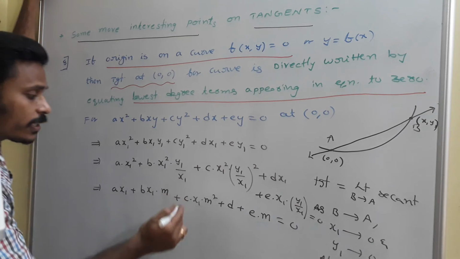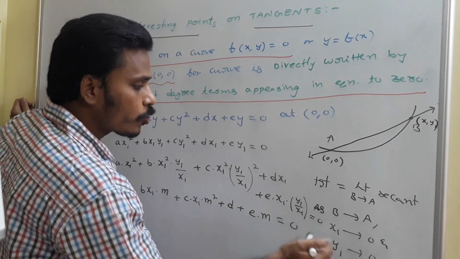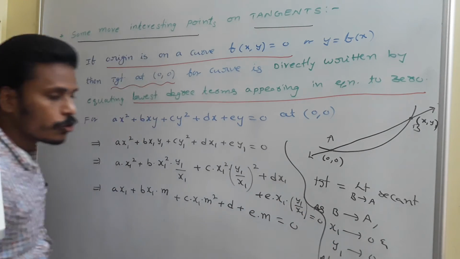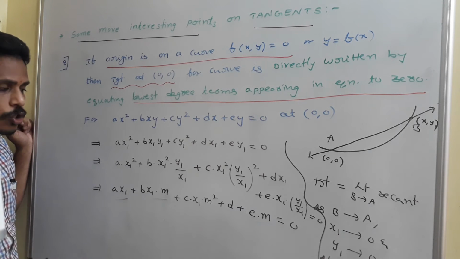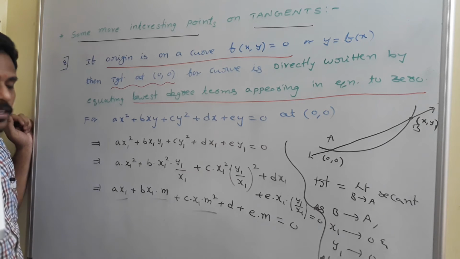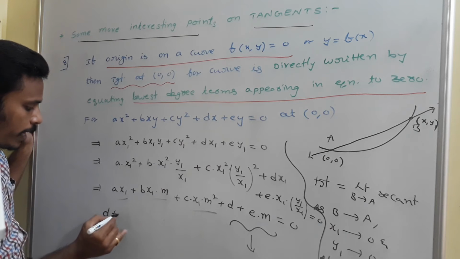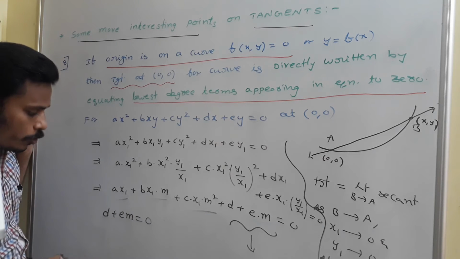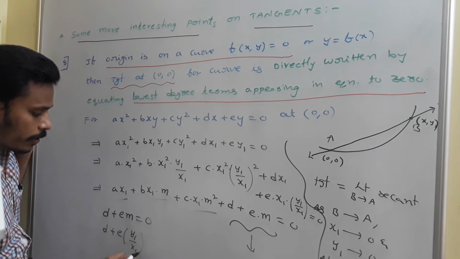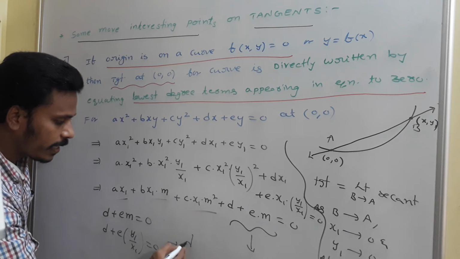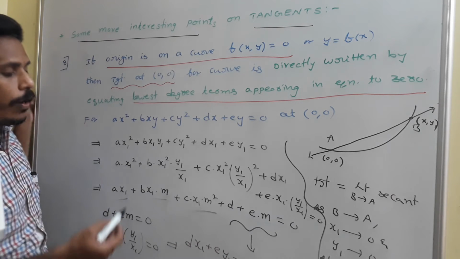Whenever this y1 by x1 tends to m, x1 tends to 0 as well, and y1 tends to 0. So since x1 tends to 0, this has to be neglected, and this also has to be neglected. At the end, you are left with only these two. What are those two? d plus e m is equal to 0. And again, you just replace that m with y1 by x1, and from there you will get d x1 plus e y1 is equal to 0 only.